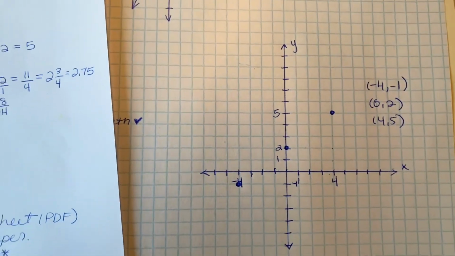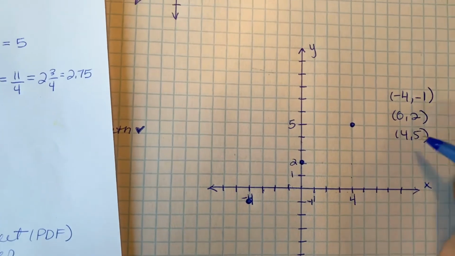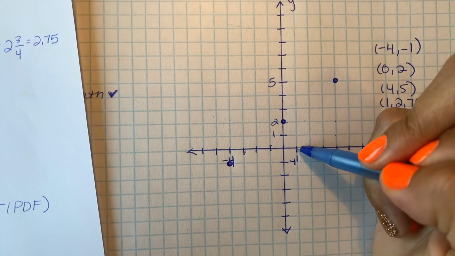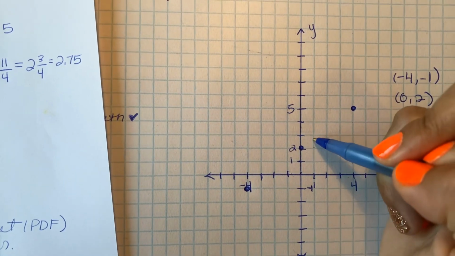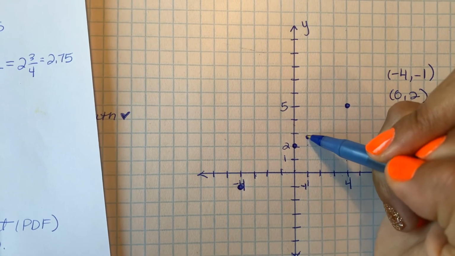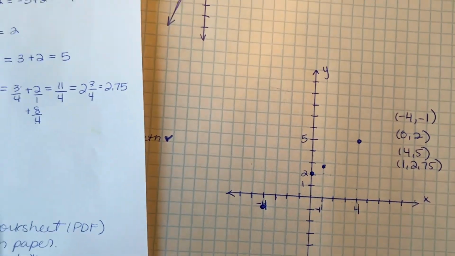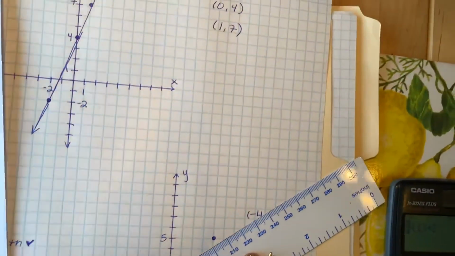Now we're technically done, but for those of you that wanted to do the 1, 2.75, here's 1, here's 2.75. It would be right around here, which you can tell is still going to be right on my line. So it's going to be good, okay?